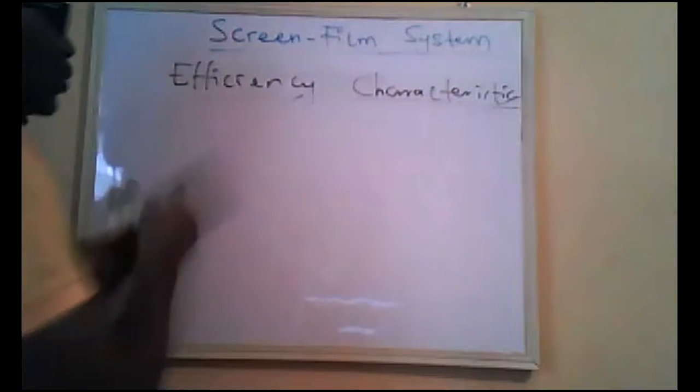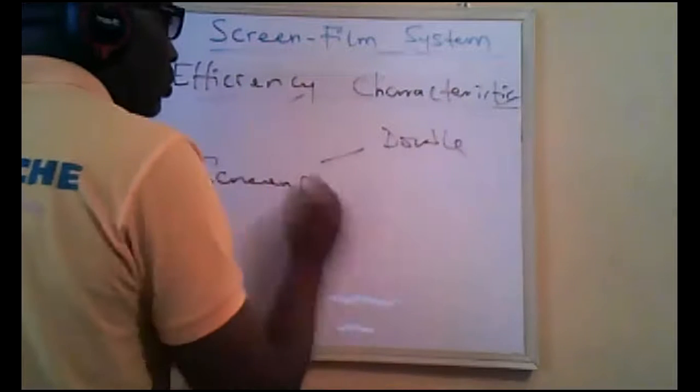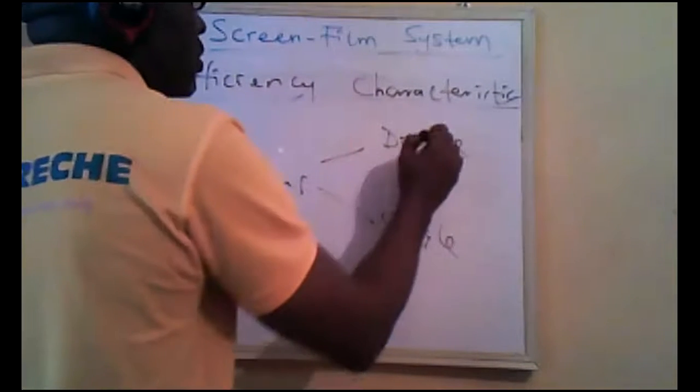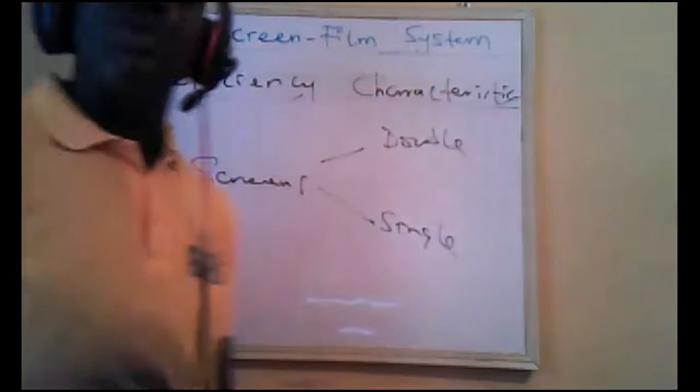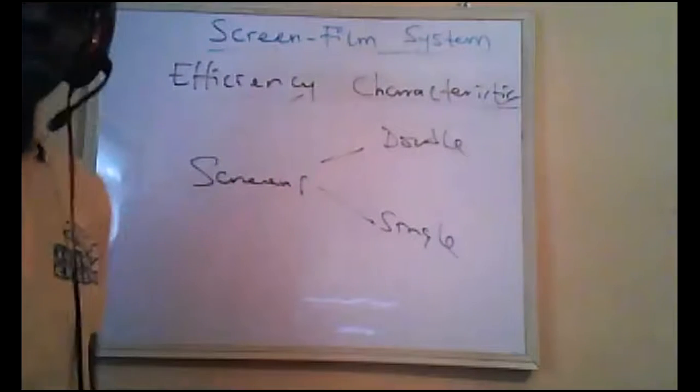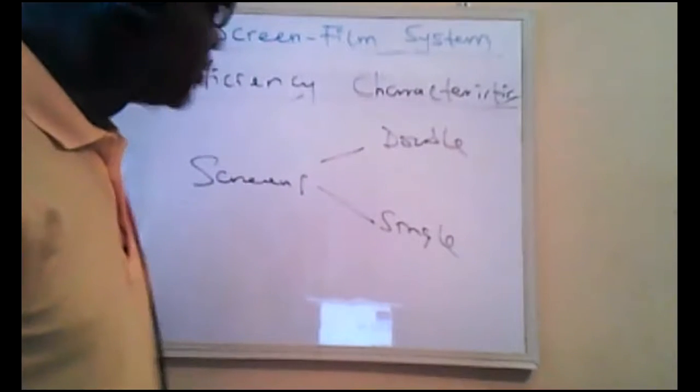So screens can be either double or single. For double, we normally use this for general radiography, whereas for mammography, which wants very good detail, we use a single emulsion, single screen system. So let me quickly share the screen to further explain why we need a single screen for some modalities and a double screen for others.